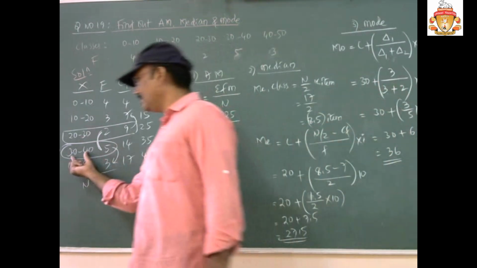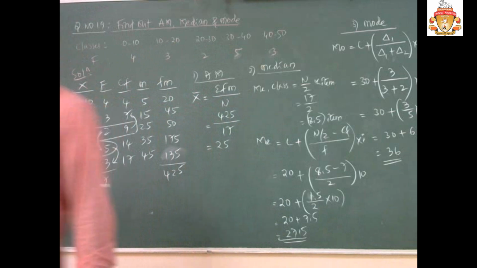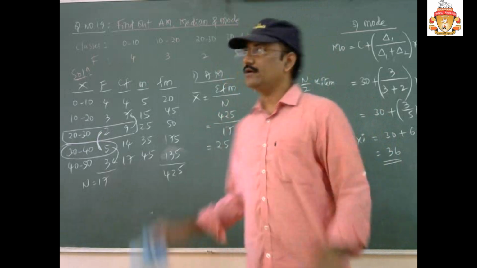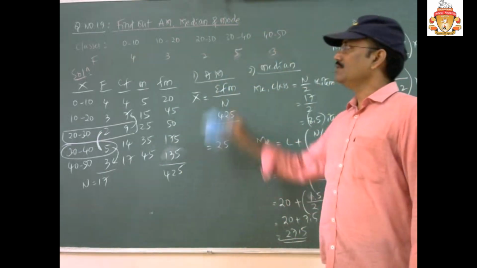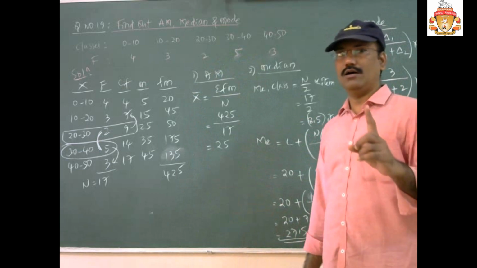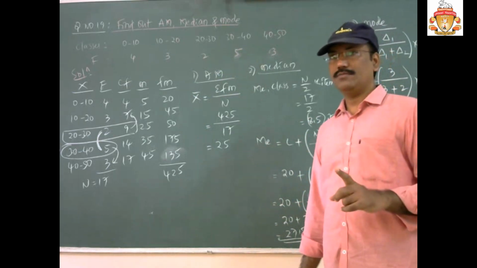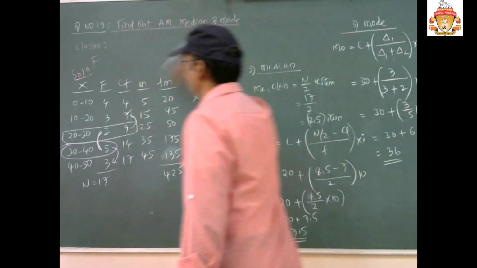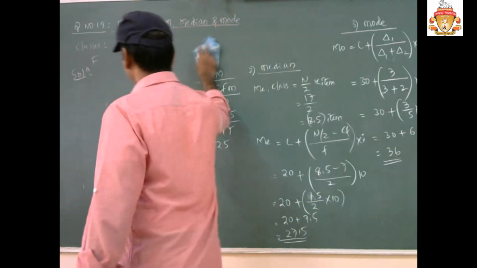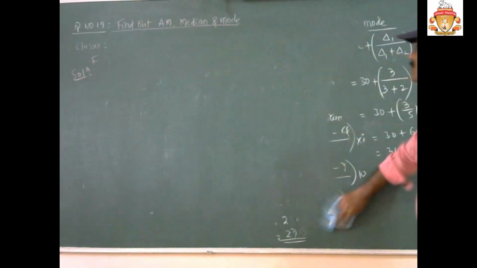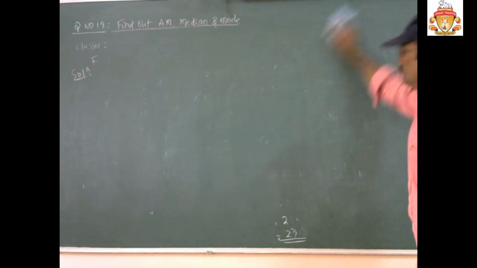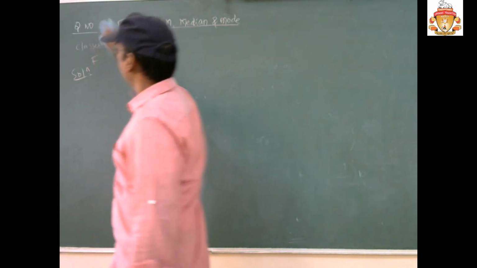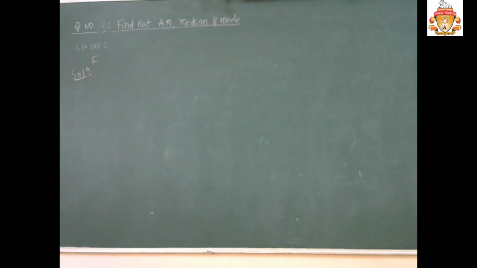See, the mode comes within these 30 to 40 only. So this is all about your computation of mean, median and mode. I hope that question number 19 is clear now. Exactly on the basis of question number 19, I will assign you question number 20. You do it yourself and send the answer to me. Same question. The question number 20 is like this.